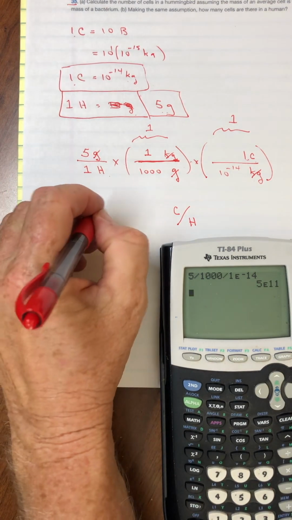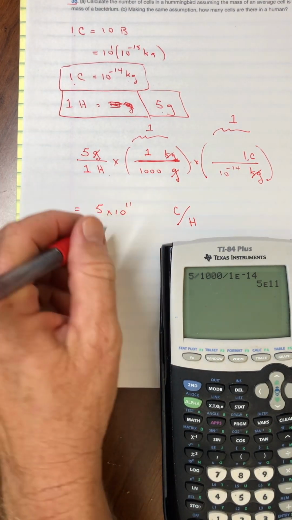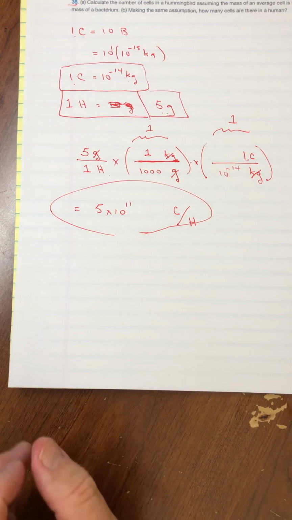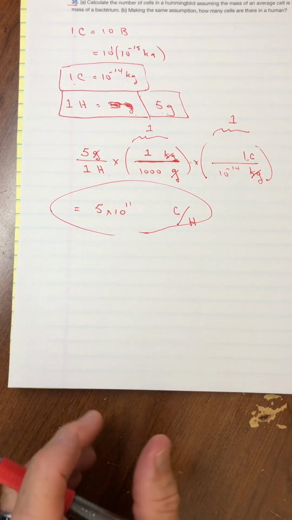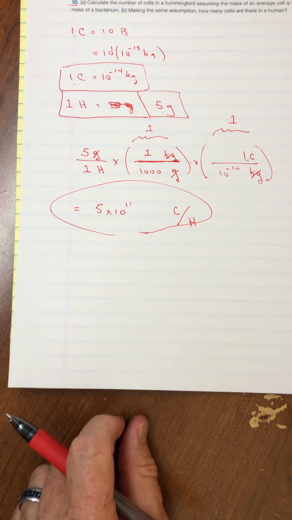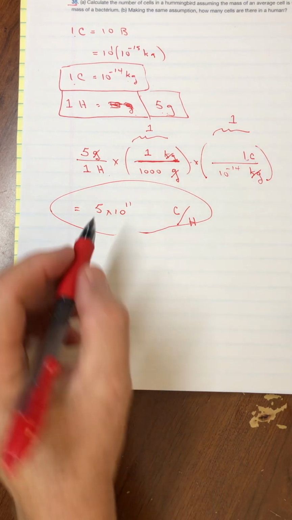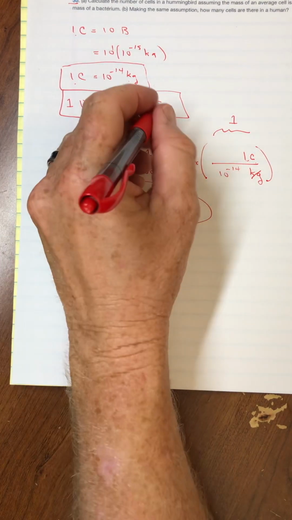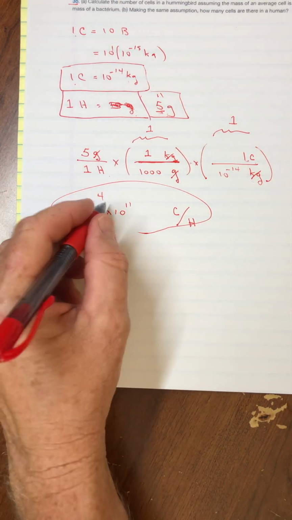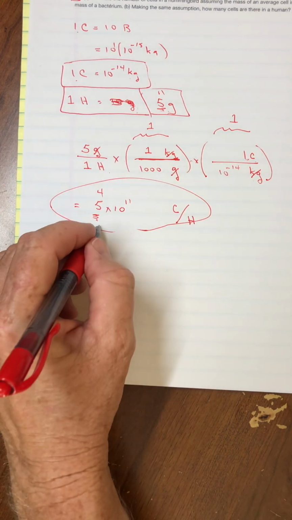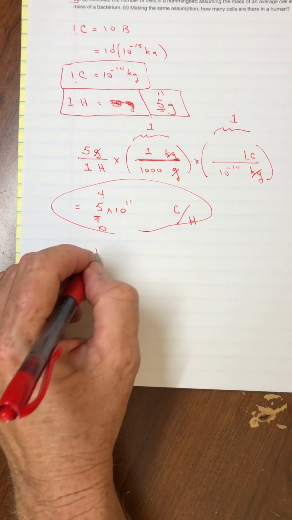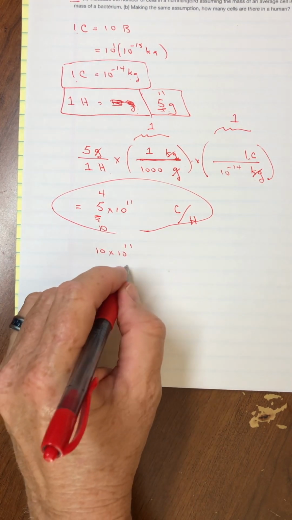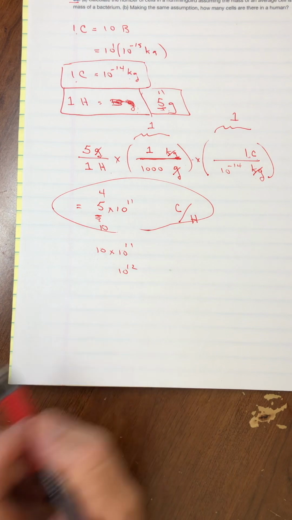And so this has me at 5 times 10 to the 11th cells per hummingbird. And like I said, this 5 is very flexible because I did 5 grams. And so if you decide to pick 4 grams, this is going to come out to be 4 times 10 to the 11th. If you decide to do 10 grams, you're going to come out to be 10 times 10 to the 11th, which you might want to write as 10 to the 12th, and so forth and so on.